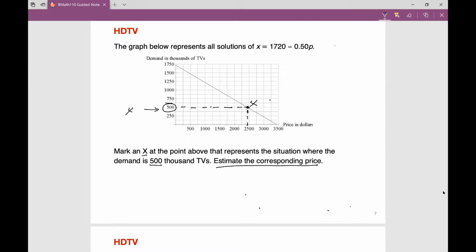And in here, I'm going to say the price should be less than 2,500. And estimately, the corresponding price should be 2,450. So the corresponding price is about 2,450.